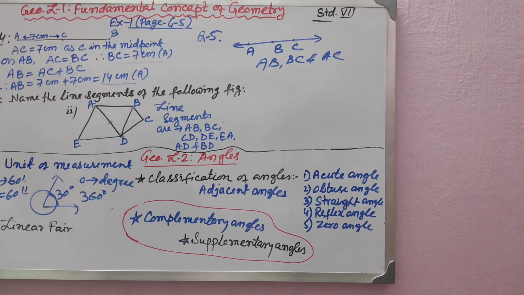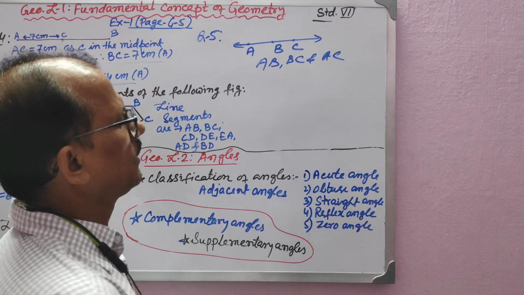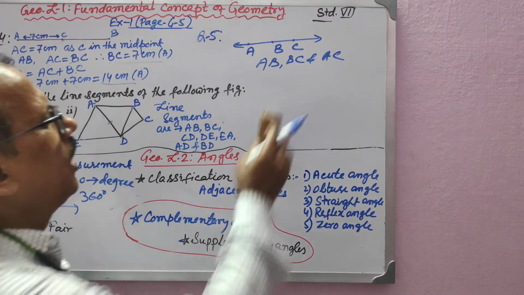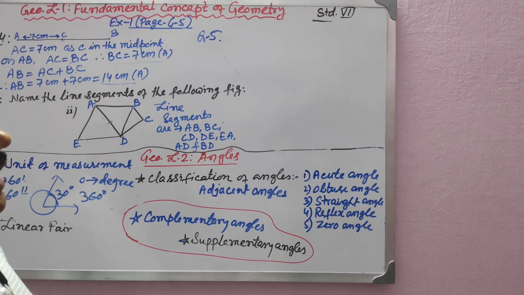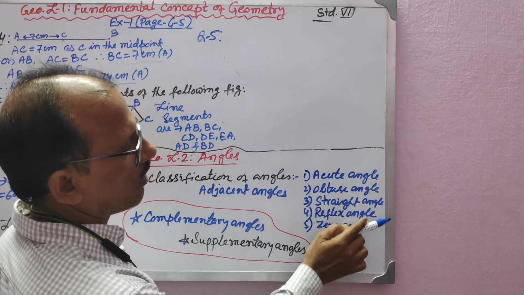That you remember. Now we'll move on to the classifications of angle, which is very simple. They are classified into acute angle, obtuse angle, straight angle, reflex angle, zero angle, or whole angle. That I will teach you. Acute angle is what? See this whiteboard.